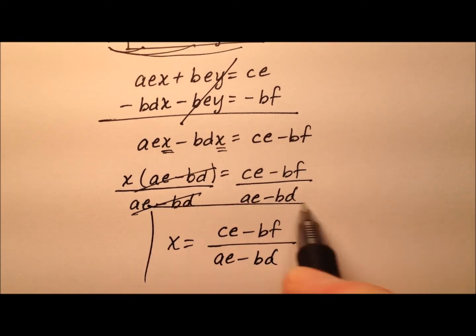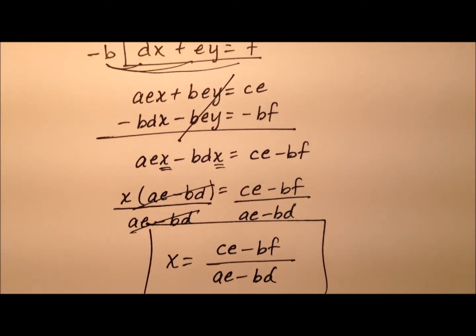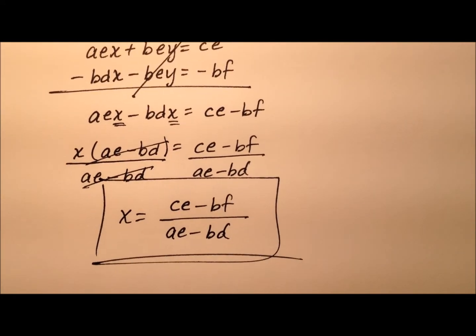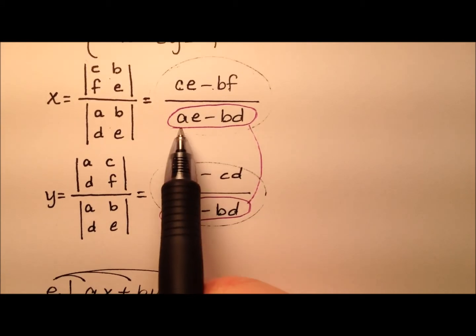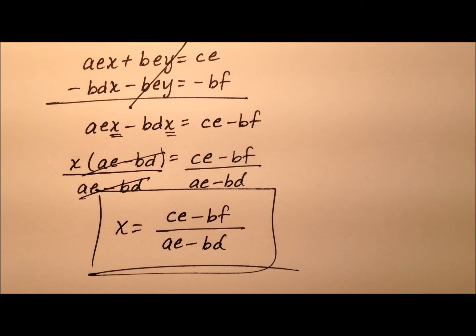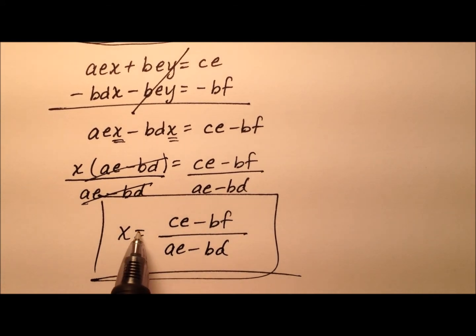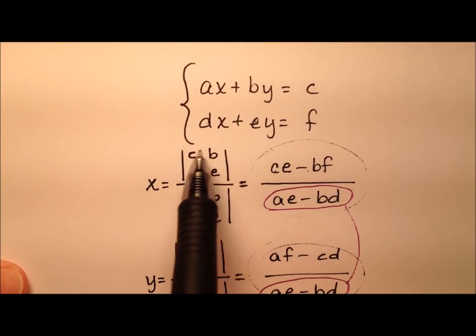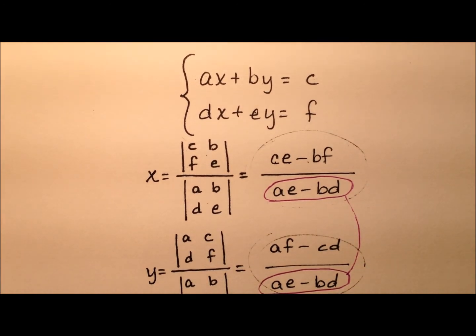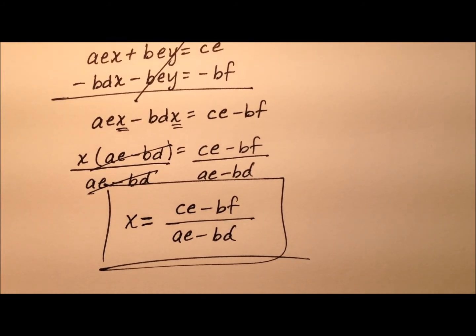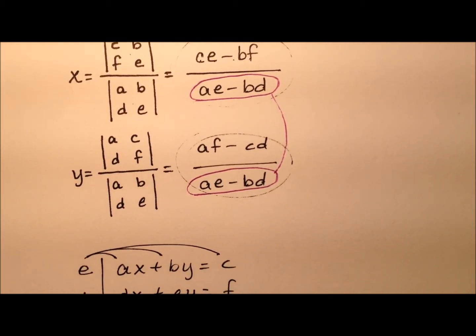Interesting, because isn't that exactly what we saw up here? So CE minus BF, and then AE minus BD. So that's exactly the same. So my value of x, looking at it this way after using elimination, we could have gone backwards and actually written determinants out of this. So that's where Cramer's rule gets the value for x. And you'll see the value of y is going to be pretty much the same thing. Let's go ahead and find that as well.